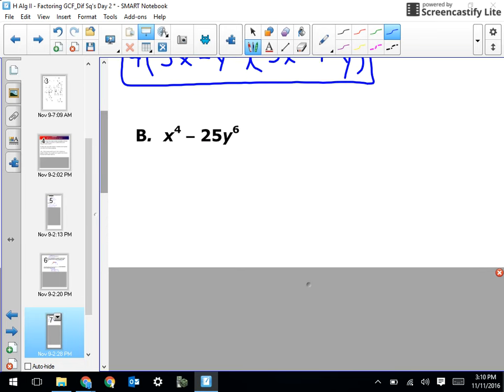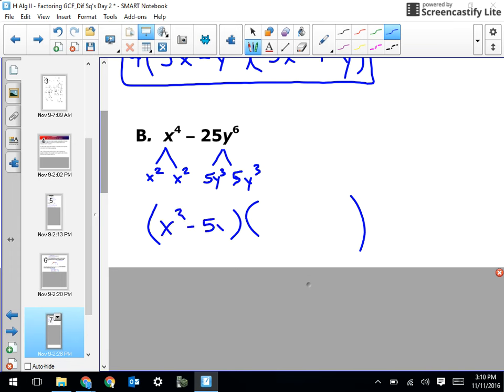Try this one. Okay. X to the fourth. This is x squared times x squared. This, 5y to the third, times 5y to the third. So that means I have my two terms, x squared minus 5y to the third, x squared plus 5y to the third. There's my answer there.